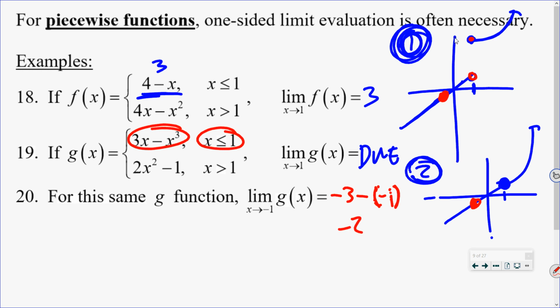The only time you have to worry about checking to see if it's continuous, like it is here, or if there's a break, like there is in that case number 1, is if you're plugging in the number where it transitions from one to the other. Right? We're plugging in the number where it transitions from one part of the piecewise equation to the other one.